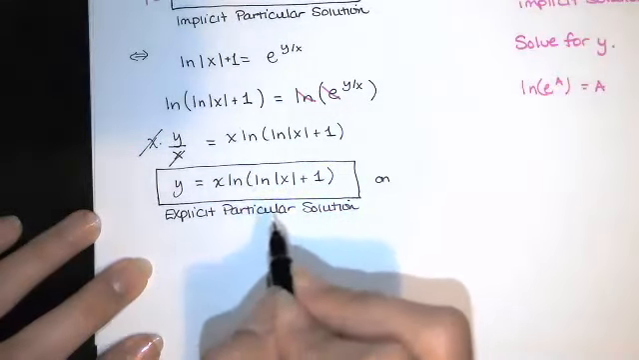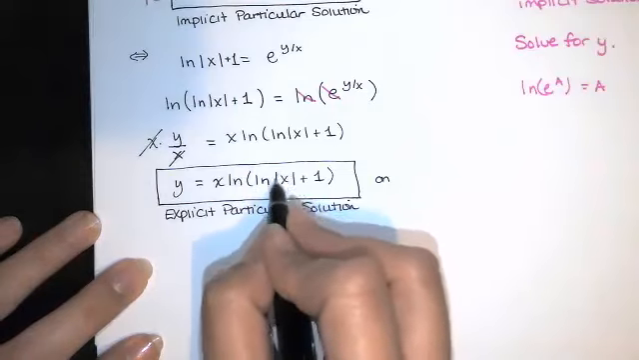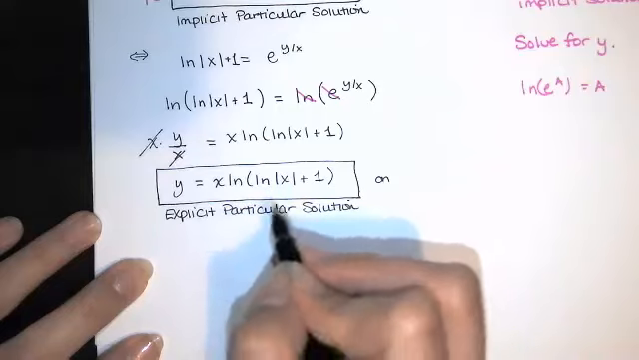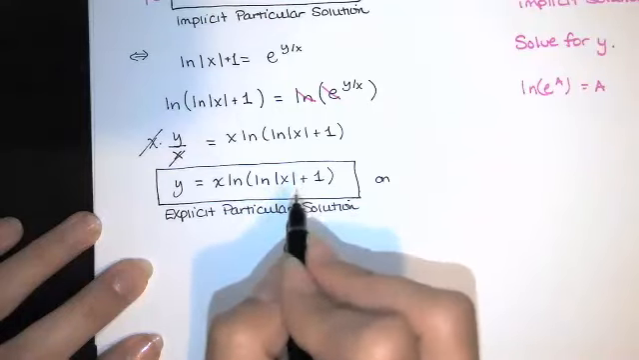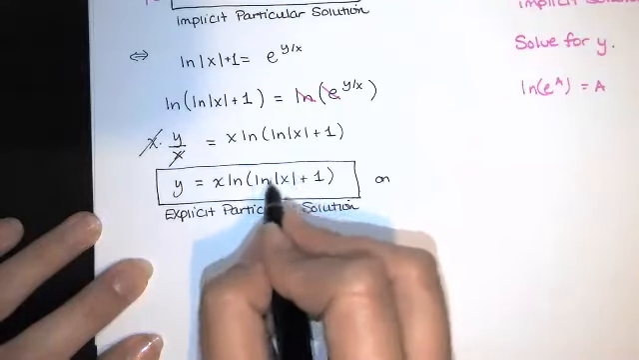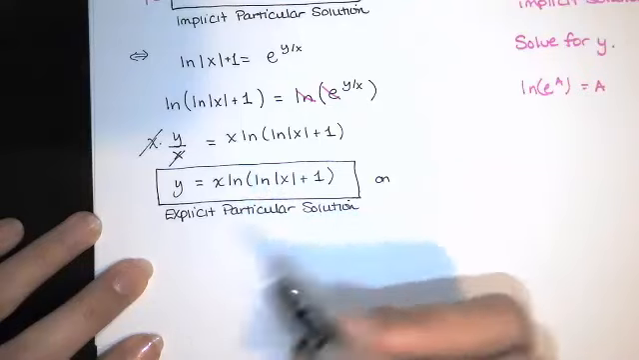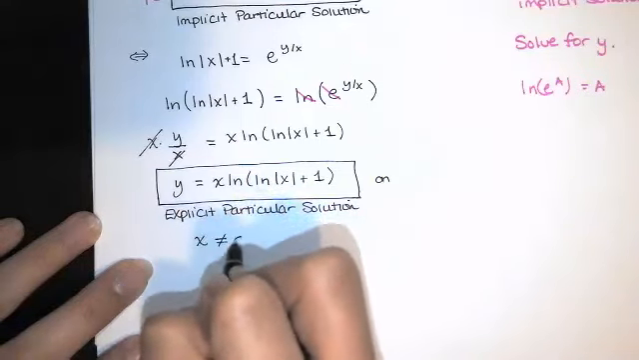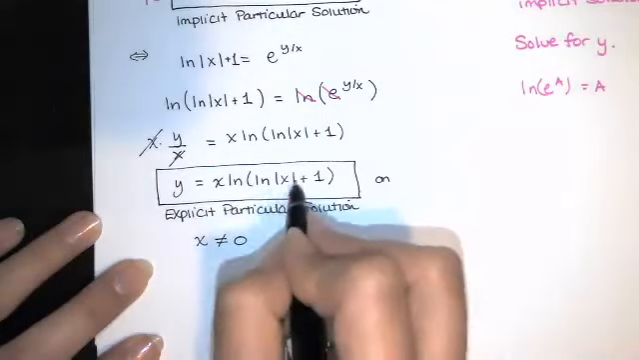Okay, so a couple of things. Because of this natural log of the absolute value of x here, the absolute value of x has to be greater than or equal to 0. So x is not allowed to equal 0. Okay, that comes from this guy.